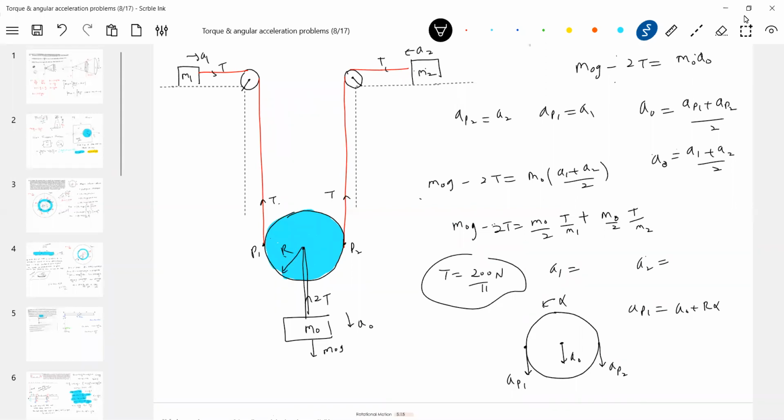Then what about the acceleration of this point? AP2 should be equal to A0 minus R alpha. Here A0 is greater than R alpha, so the resultant acceleration will be like this. So by the time a point of the string moves from point P1 to P2, the acceleration changes, so the linear acceleration is varying. Therefore it must have angular acceleration. If the acceleration at this point and this point were the same, then things would have been the other way.